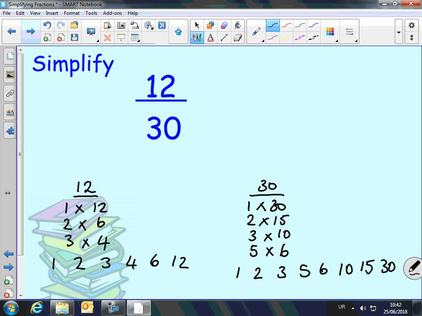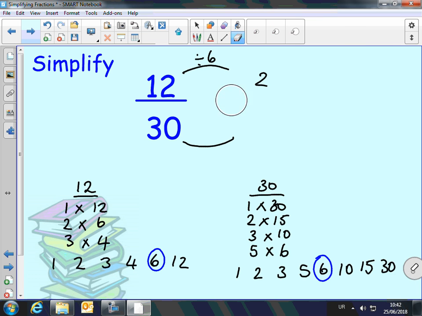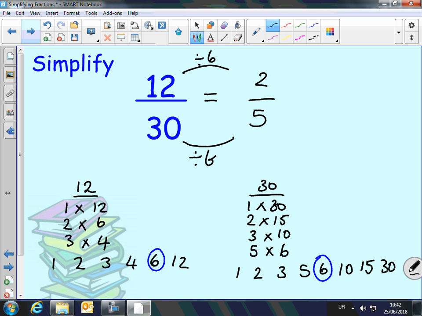To find the highest common factor between 12 and 30, we need to see what is the highest number that appears in both of those lists. And you can see it is 6. So that's the number we're going to use to divide our numerator and denominator by. 12 divided by 6 gives us 2. And 30 divided by 6 gives us 5. So 12 over 30 simplified is equal to 2/5.